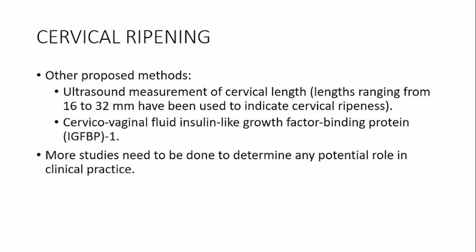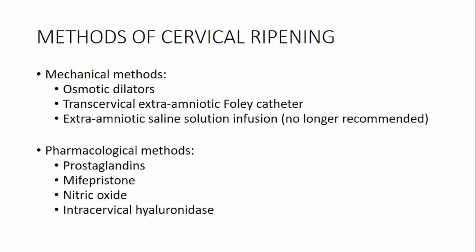What are the other methods of cervical ripening? Yes, we can use mechanical methods for cervical ripening. One is the use of osmotic dilators. Example of this is the laminaria tent or the Lamicel.